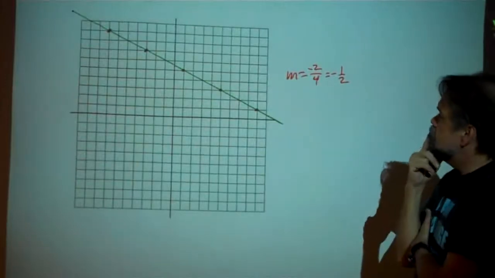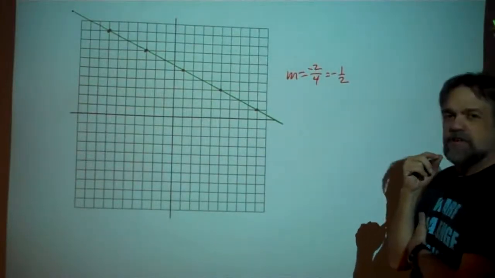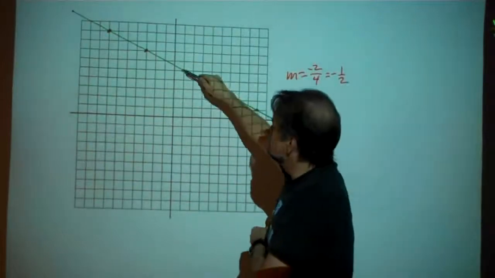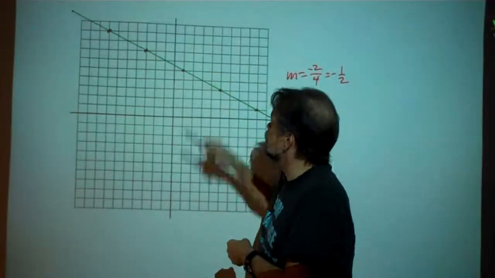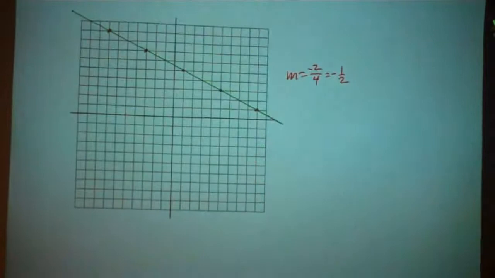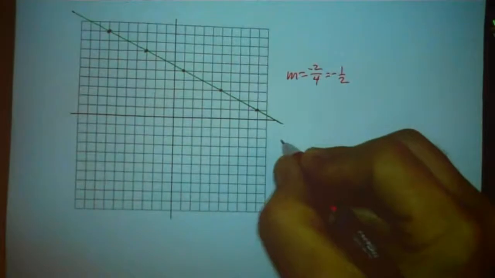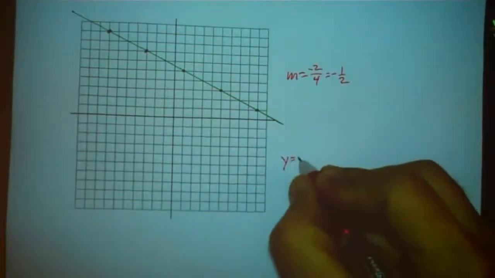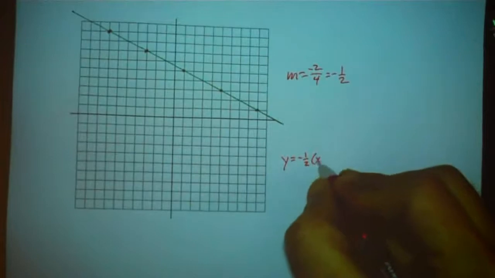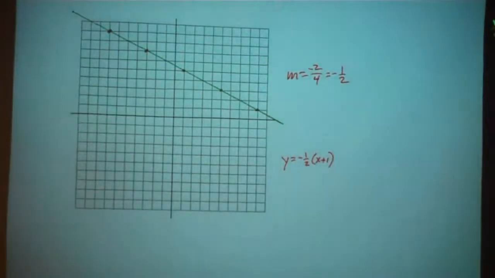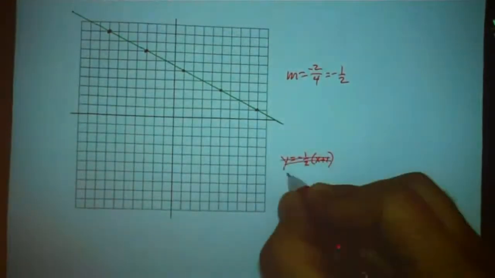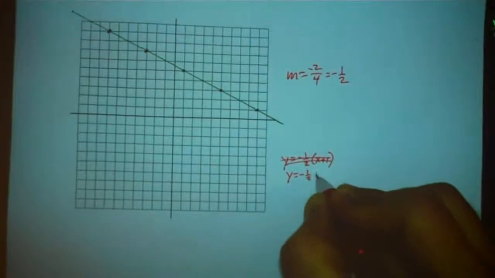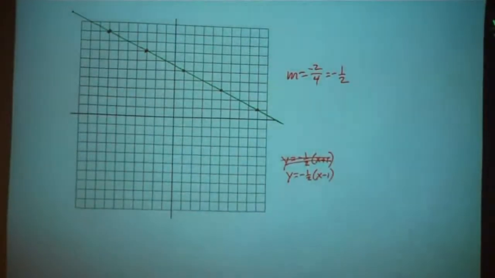Now what I'm going to do is use this point right here as a reference point. I could use any of them, I'm just going to go for this one. Now, if I had the line y equals negative 1/2 times x plus 1, just bear with me for a second. Not x plus, scratch that. y equals negative 1/2 times x minus 1 is what I meant to say.